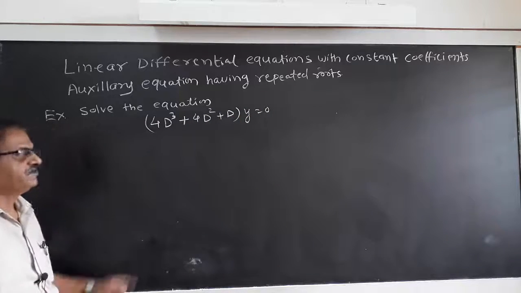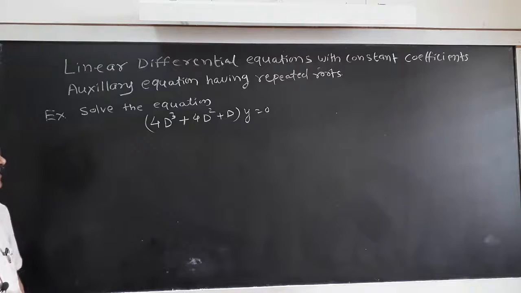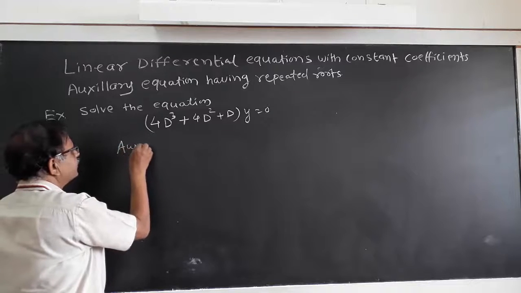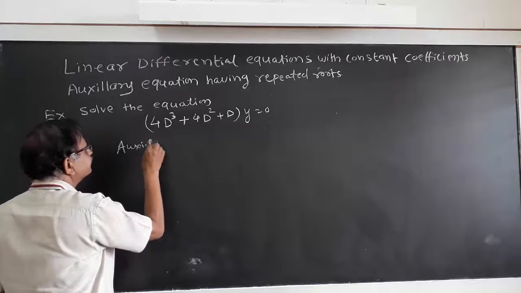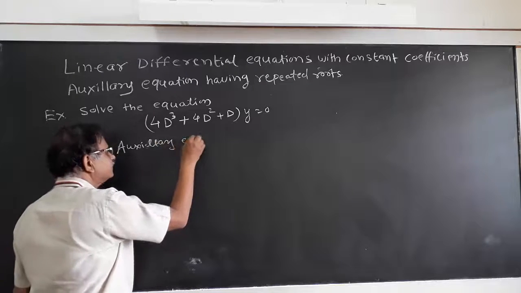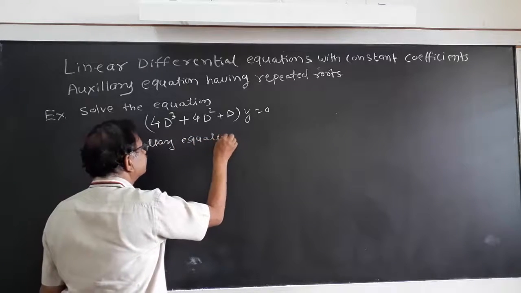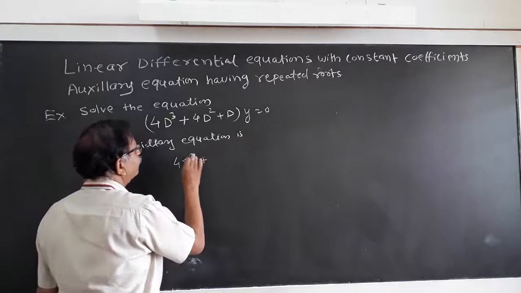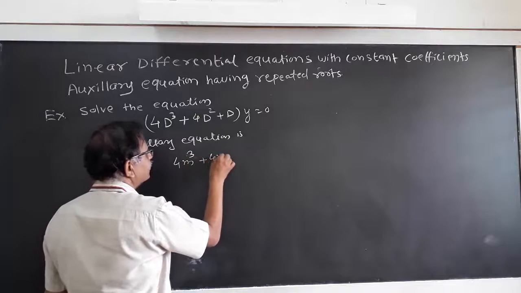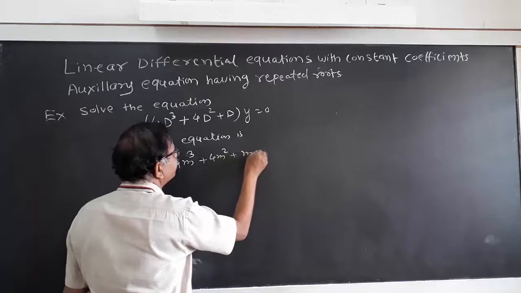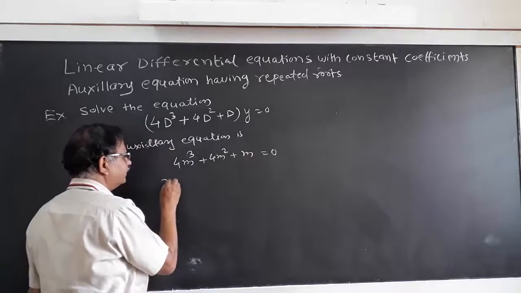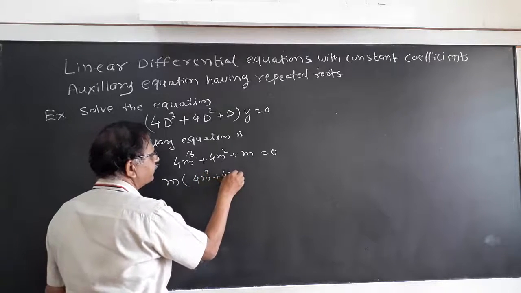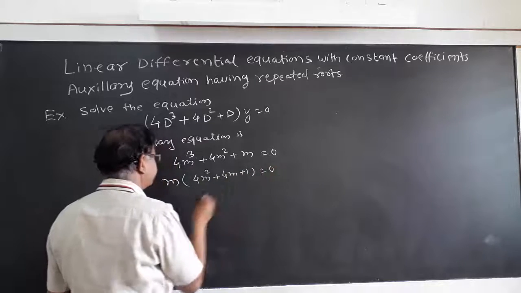Solve the equation 4D cube plus 4D square plus D y equal to 0. We shall write the auxiliary equation. The auxiliary equation is 4m cube plus 4m square plus m equal to 0. We can take m common: m into 4m square plus 4m plus 1 equal to 0.